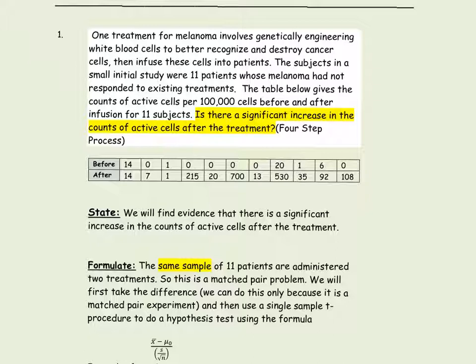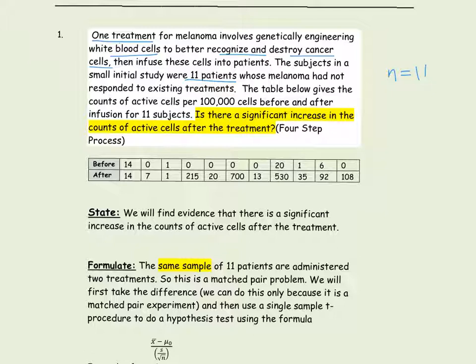We're looking at an experiment which is a treatment for melanoma, where white blood cells are genetically engineered to better recognize and destroy cancer cells. So these white blood cells are infused into patients. We have 11 patients, so that's our sample. So n equals 11. These 11 patients did not respond to any other treatment, so this new treatment is being experimented on them.